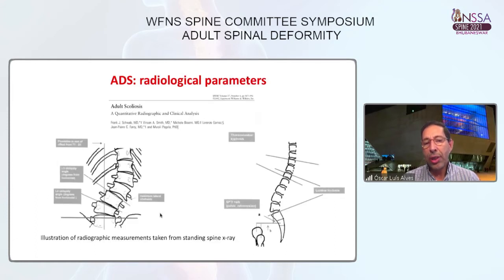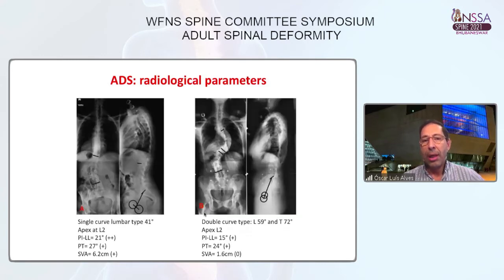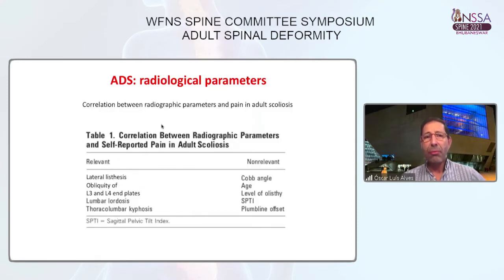This is an illustration of the radiographic measurements that you should take on standing spine X-rays, as someone nicely showed. And this will frame your understanding of the disease you are facing. It has been shown that there is a very good correlation between radiographic parameters and pain in adult scoliosis. Lateral listhesis, obliquity of L3 and L4 end plates, lumbar lordosis, and thoracolumbar kyphosis are very relevant. It seems that the amount of Cobb angle is not that important.